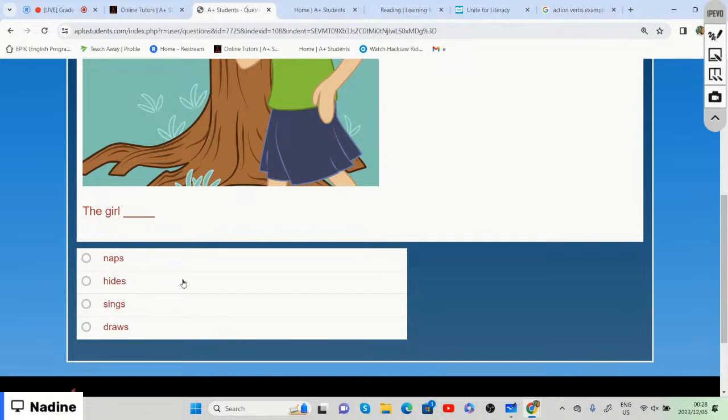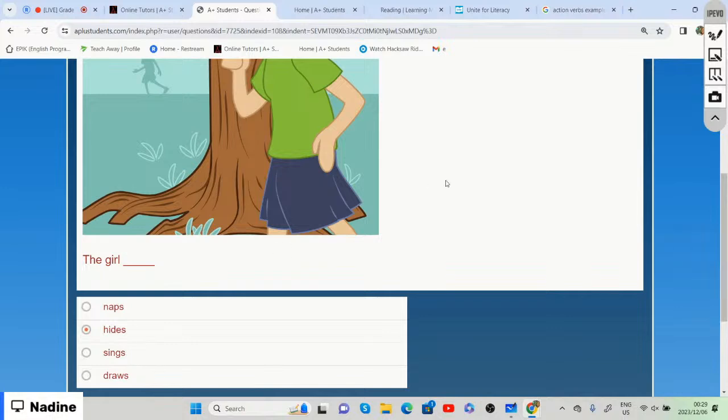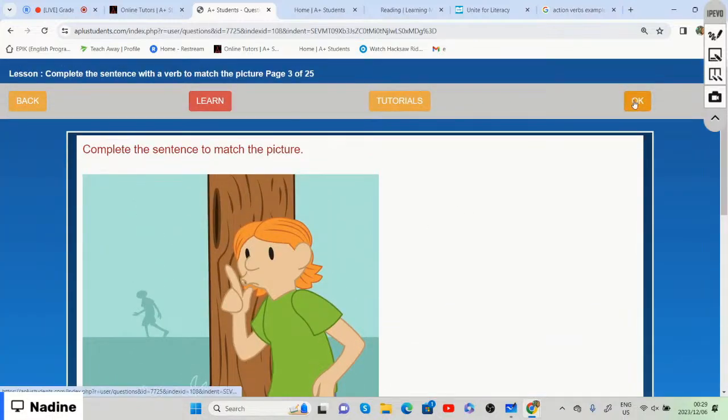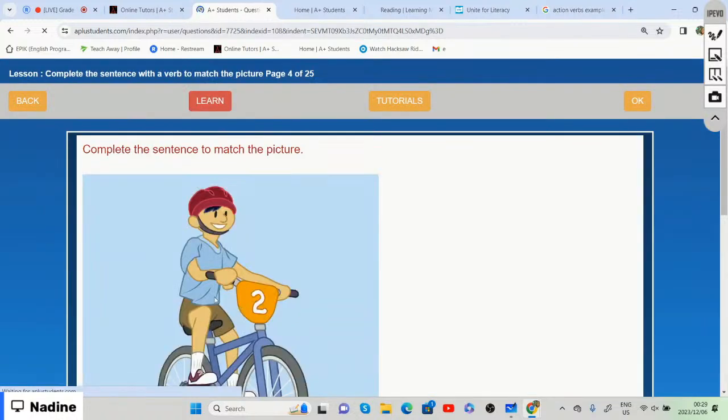So we can then say that she hides, right? Because there someone is looking for her. All right. So we can then say hides. And hides is correct. It's something that she's doing, right? She hides. So well done. Hides or hide is correct.